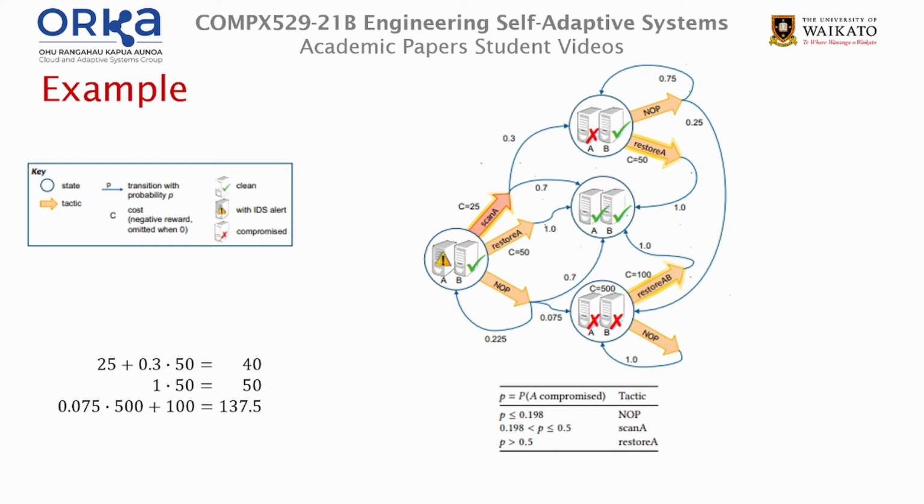The result with the addition of a reduction tactic shows significant improvements. For one, the probability of server A being compromised must be significantly higher, over 50%, before the system chooses to immediately restore it, which is a much more sensible value than the approximately 27% for the previous system.